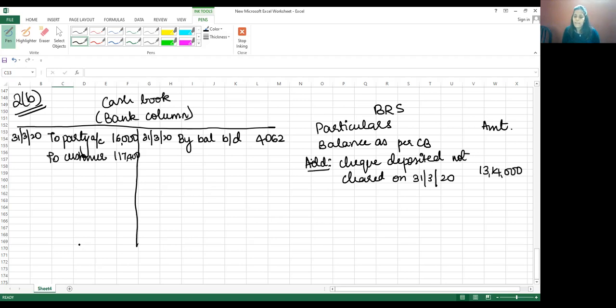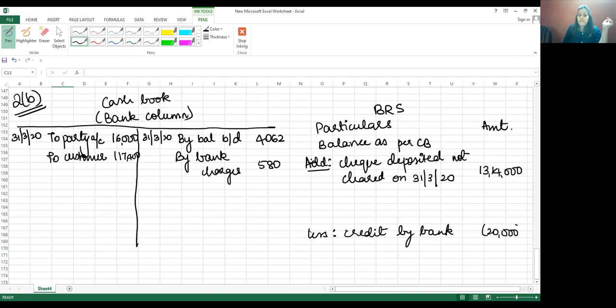Okay, next. Bank charges 580 not entered in cash book, so it is an expense. So by bank charges, bank account will decrease 580. On 6th March, bank credited 20,000 to Chandan in error. So now this is error in passbook. So we cannot do anything about it. Therefore, it will still be a part of BRS. So you will less credit by bank 20,000.